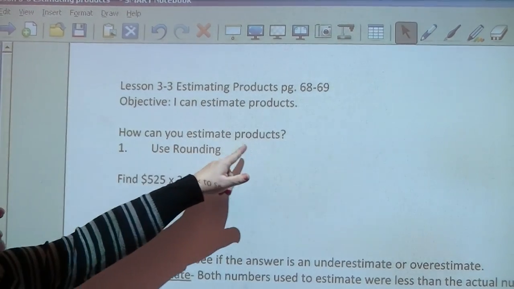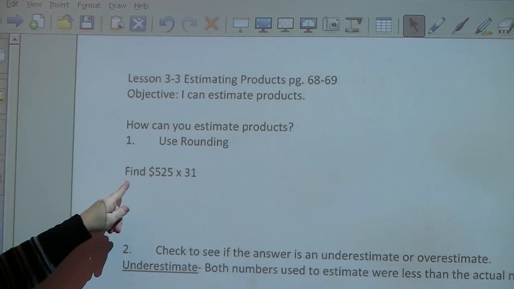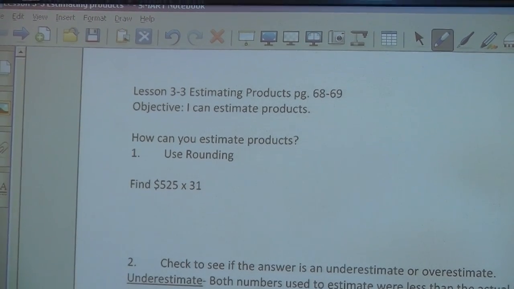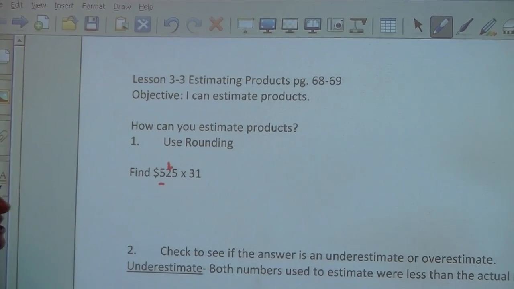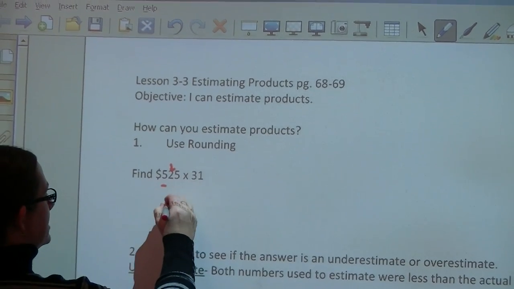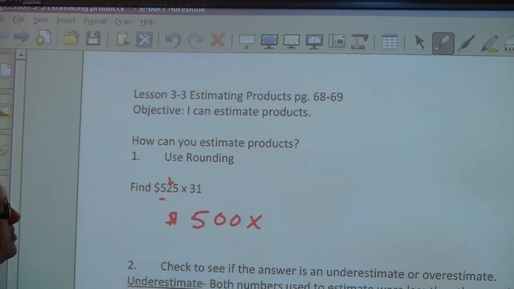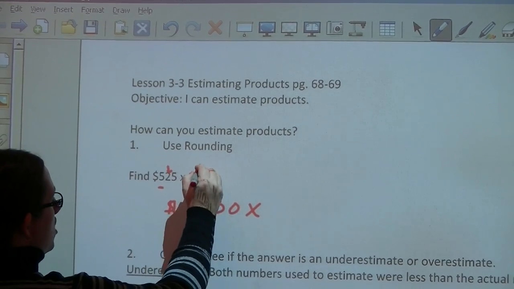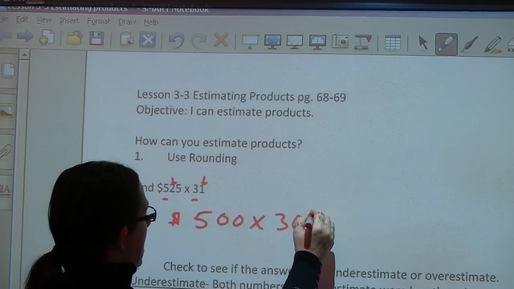So it says, how can you estimate products? One way to estimate is by using rounding. So they want us to find $525 times 31 using rounding. So here again, we go and we find the number in the greatest place and underline it and look to the right. 2 tells us to round which way? Down, good, which means that 5 stays the same. So now I have 500, and these two numbers obviously go to zeros because they're whole numbers, times 31. If we rounded 31, 30 rounds to what? 30, good. So now we have 500 times 30.